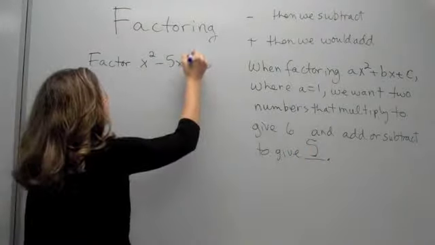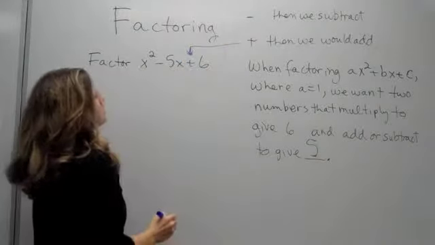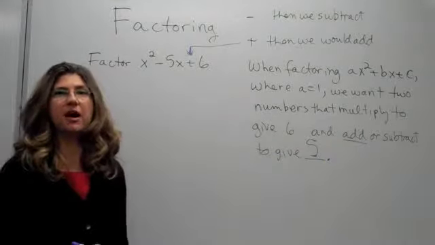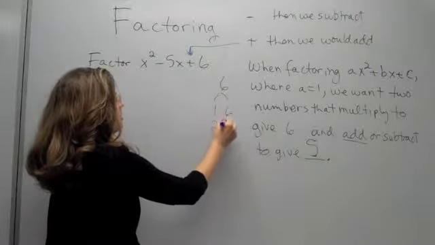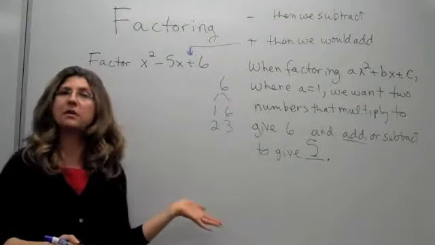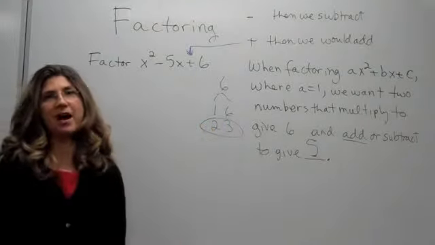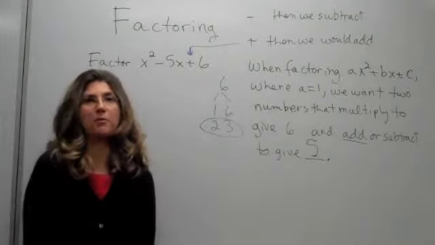We look at this sign. If this sign is positive, then we want to add. So here, we want two numbers that add up to give 5. What are the factors of 6? They are 1 and 6 and 2 and 3. Do either of these two add up to give 5? Well, you probably can see that 2 plus 3 is 5, whereas 1 plus 6 is 7. So 1 plus 6 won't help us in this problem.